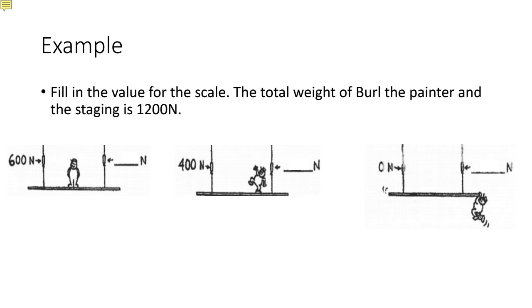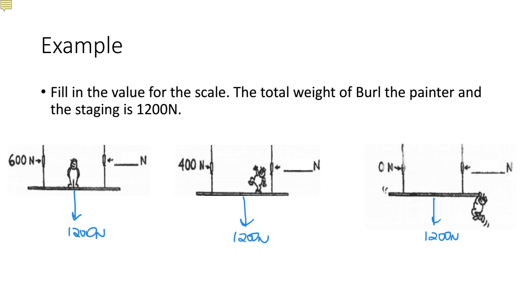Let's work our way slowly into the idea of rotational equilibrium using a concept we're already familiar with. This is Burl the painter, and he is standing on a paint staging. The mass of Burl and the staging itself is 1,200 newtons. In future problems, we'll separate the force of the staging from the force of Burl, but in this problem, we have them combined. So the first question is, which force would each of these spring scales here experience in order to put the situation at equilibrium?